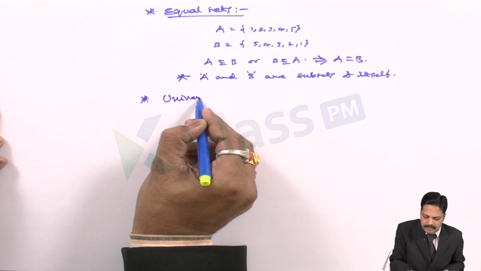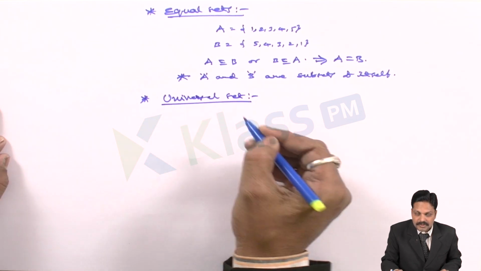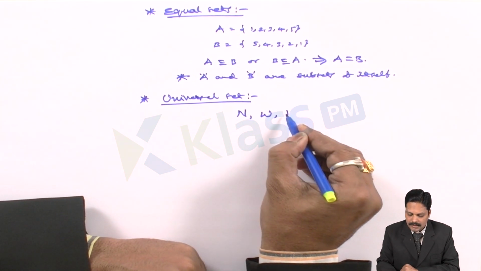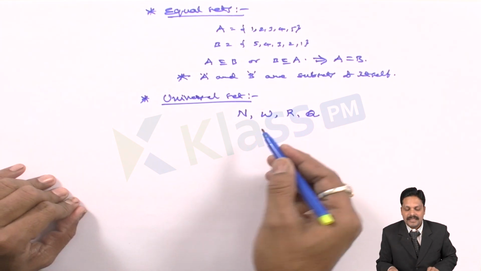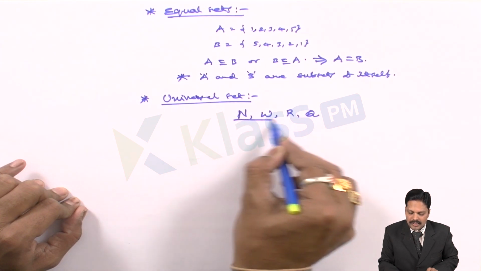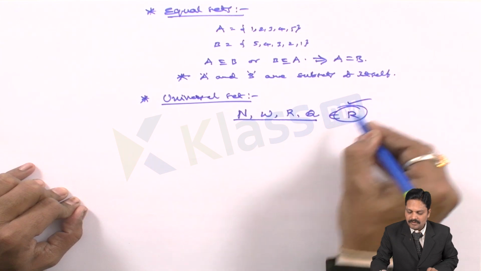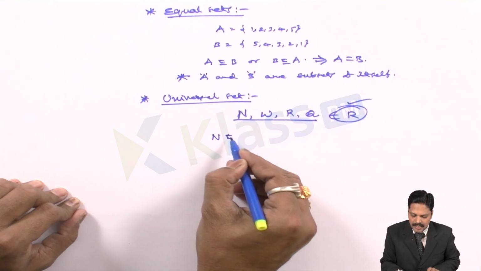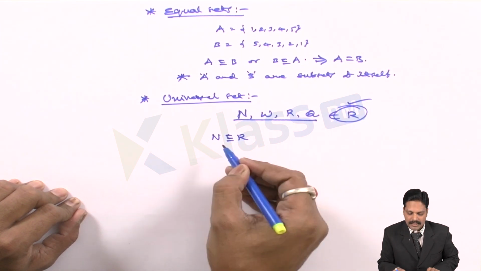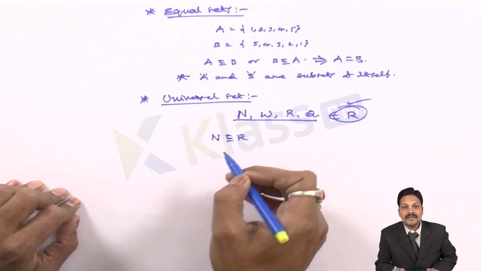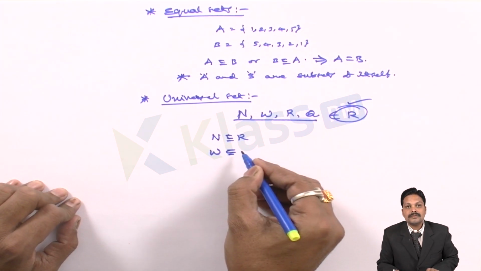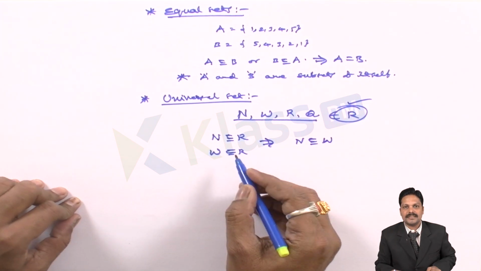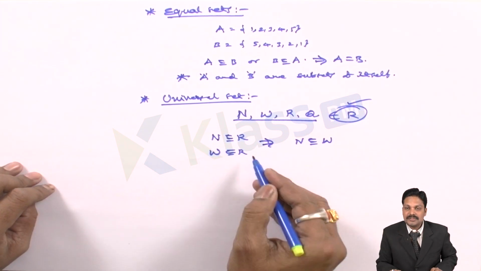Next one, universal set. So universal means we discussed the numbers: natural numbers, whole numbers, real numbers or rational numbers, whatever types of numbers we are having. These all come under the real numbers, we know very well. So here the real number set is called the universal set, meaning we are having the natural numbers in the real numbers, then it is called a subset of real numbers. Natural numbers are subsets of real numbers, and whole numbers are also subsets of real numbers. From this we can say natural numbers are subsets of whole numbers. In this manner we can say the universal set.